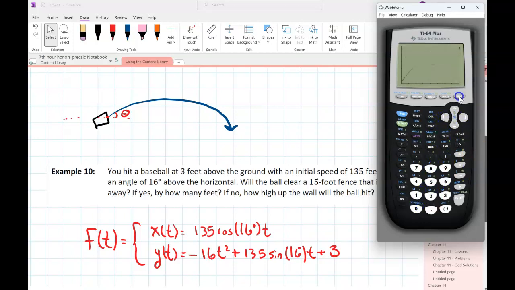So let's hit graph and take a look at what we got here. So that's like my baseball. That's what it's doing. Everybody's cool there. Now what would be nice is if I was able to put that fence in here somewhere so I can actually see where the ball is with respect to the fence. We can do that. I'll show you how to do that.